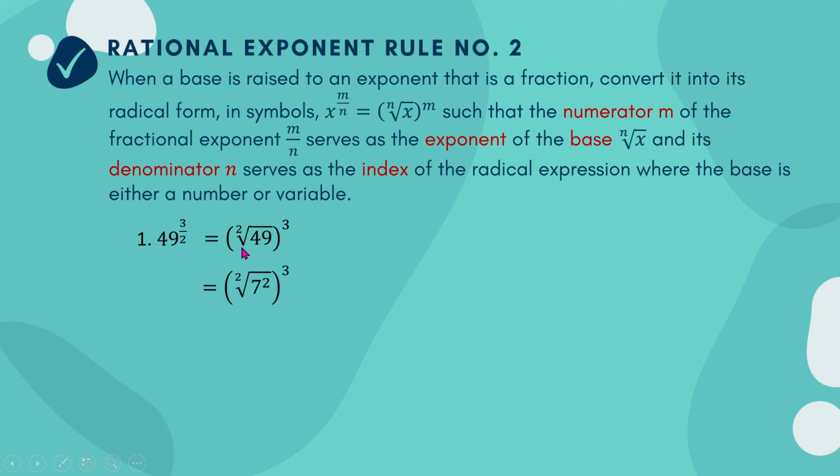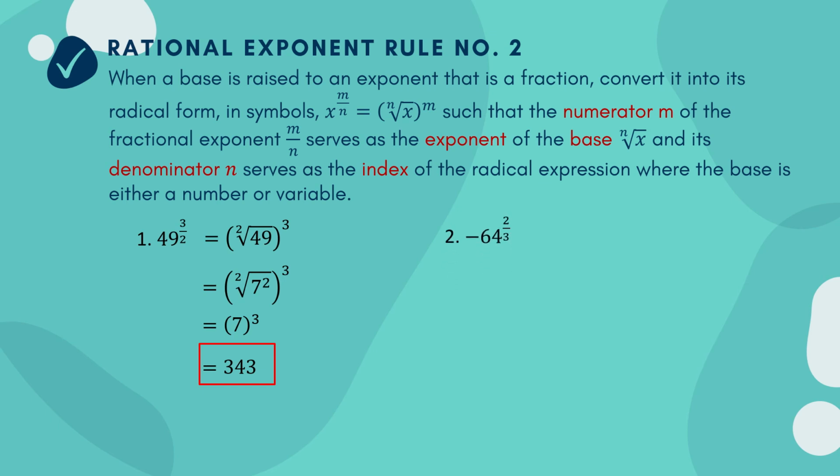Okay, we rewrite 49 as 7 square para makita nimo ang cancellation sa index nga 2 o exponent nga 2. So ang square root sa 49 is 7 man, no? So 7 na lang ang habilin. Mugawas na siya sa radical symbol. But still, the exponent outside the parentheses 3 is still present. Naa pa siyang cube. So what is 7 cube? 7 times 7 times 7. And that is exactly 343. So that will be our final answer for example number 1 using rule number 2.